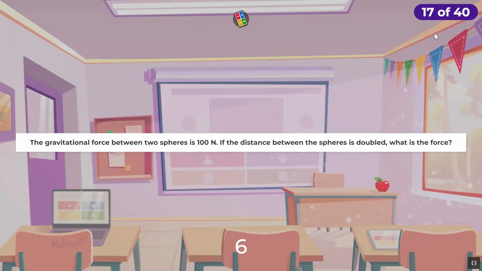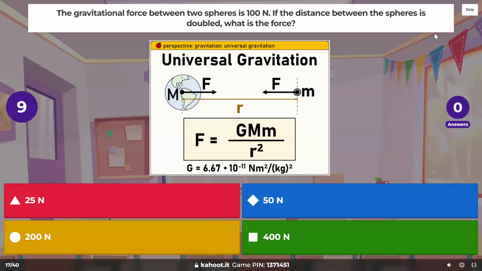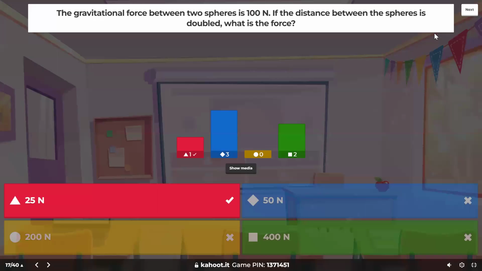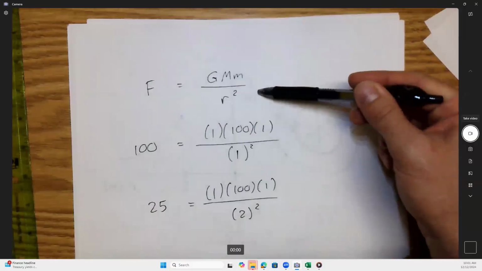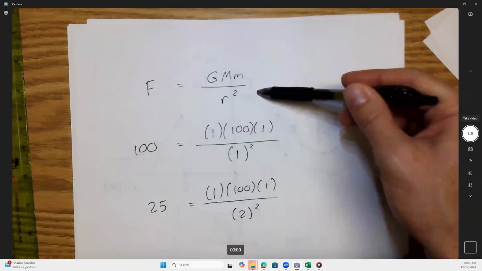Gravitational force between 2 spheres is 100 newtons. If the distance between the spheres is doubled, what's the new force? I'm saying 25 newtons. Let's do the math on that. Here's your guiding formula, universal gravity force, GMm over R squared. So you got that.